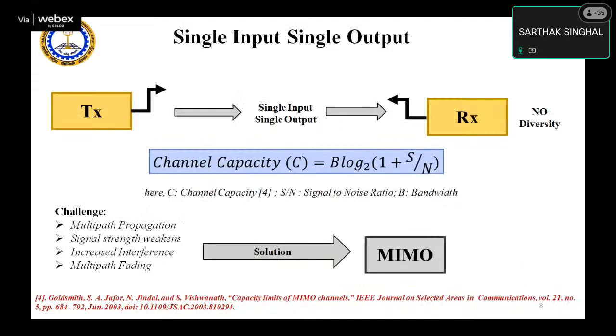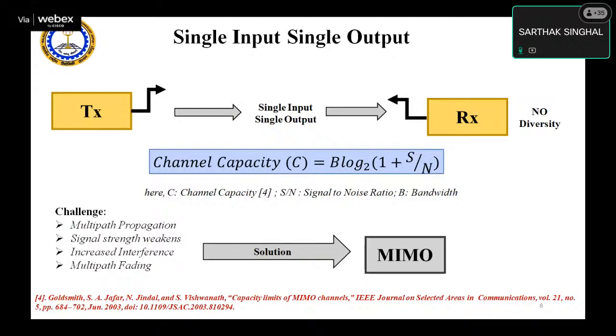Now, in case of SISO, that is a single input and single output, since the bandwidth will be minimum limited, there will be a constant signal to noise ratio. So the channel capacity will be limited, which defines your overall channel data rate also.